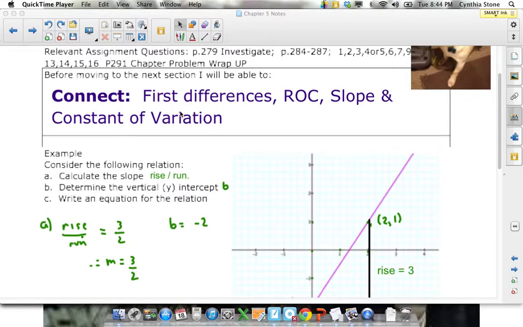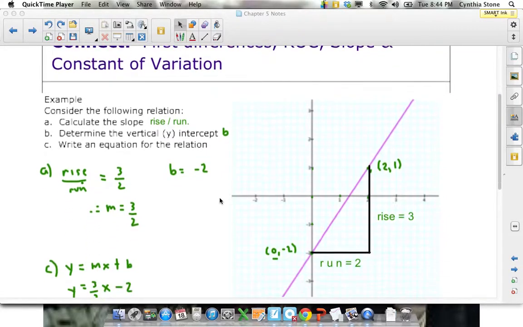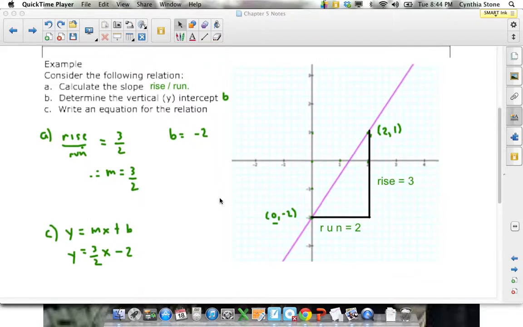So hopefully you have down our goal, what you should be able to do before we move on to the next section. And here's our first example. So imagine you have this relation, and the relationship in this case is depicted by this graph, and we want to find the slope. Well, first of all, pretty easy. First thing we're going to do is make a right angle triangle.